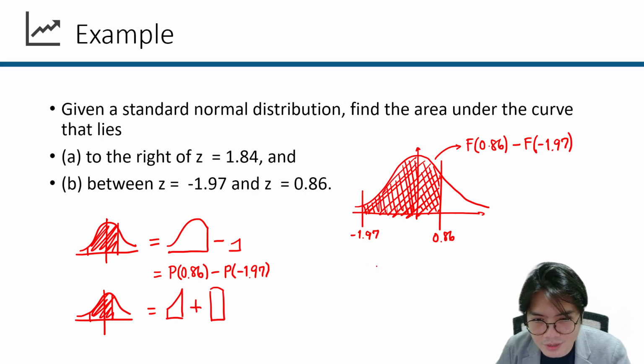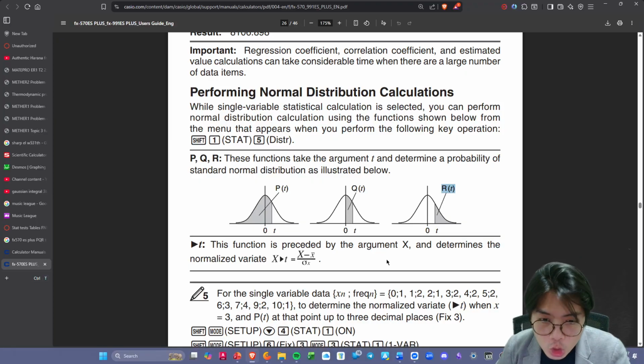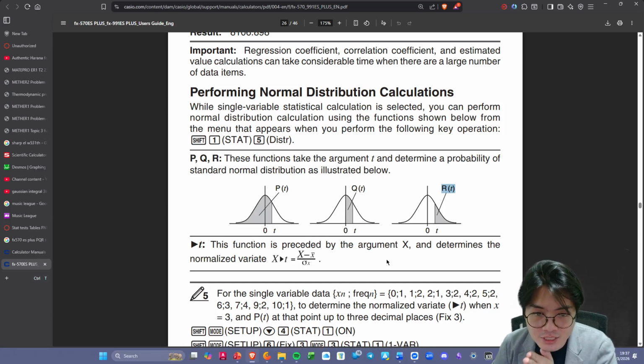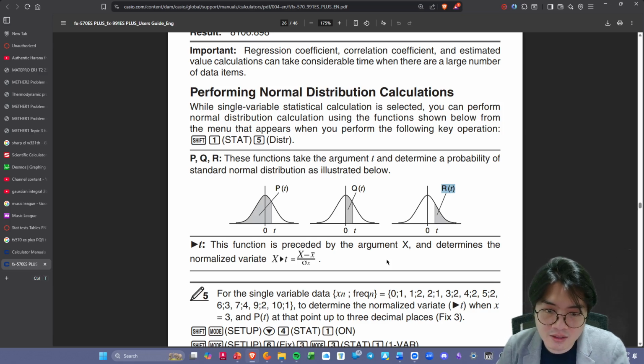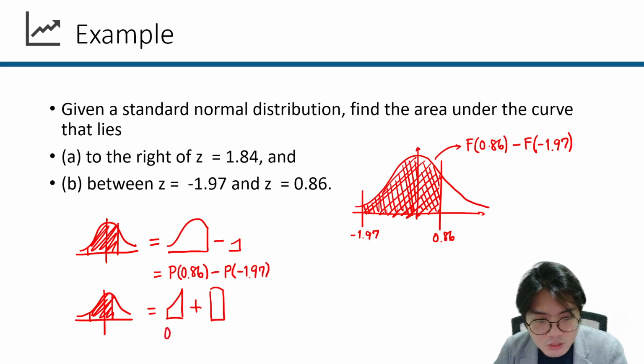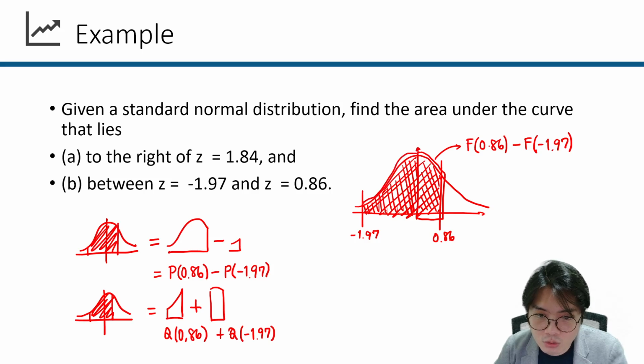What are you talking about? Well, if you notice, the Q function starts from 0 and ends until your argument, the thing inside of the function. So in this case, this corresponds to Q of 0.86. That is going to be this area right here from 0 to 0.86, and you add it to, well, negative 1.97. This value from 0 all the way to negative 1.97.